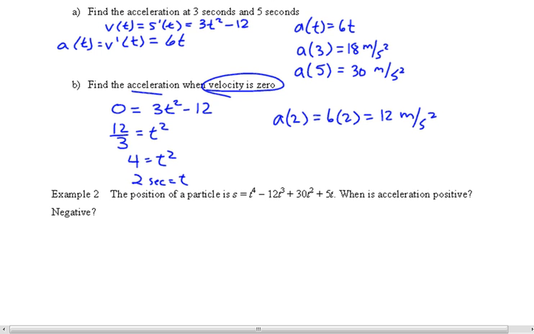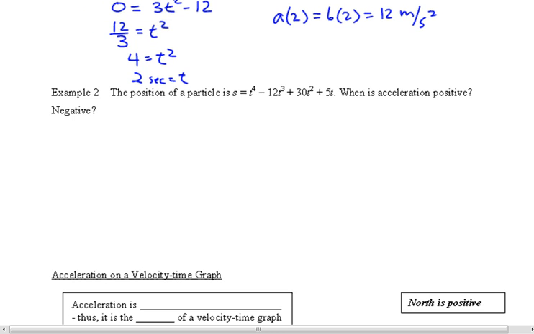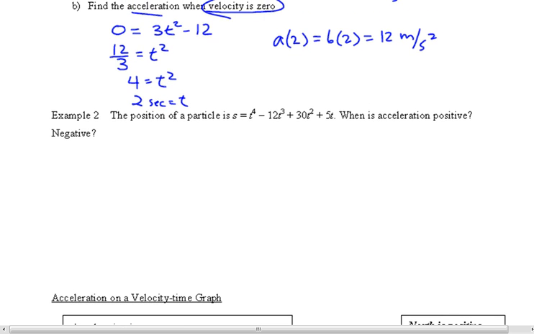What you need to know: the derivative of position is velocity. The derivative of velocity is acceleration. S is distance. Okay. The position of a particle is given by, they even say the position. When is acceleration positive? So first thing we have to do is what? Before we can figure out when acceleration is positive, we need the equation for acceleration. Derive the derivative. Oh, I like that.